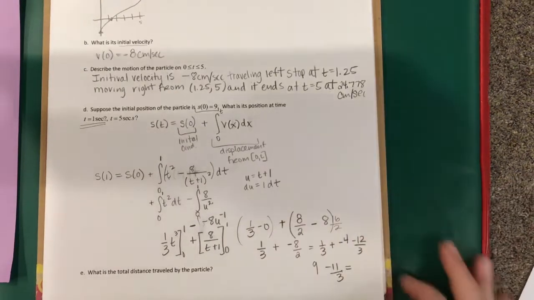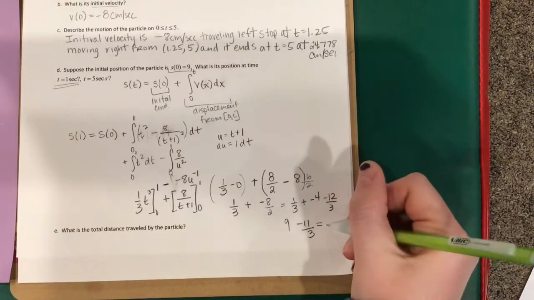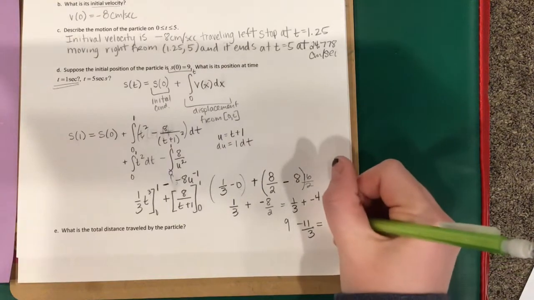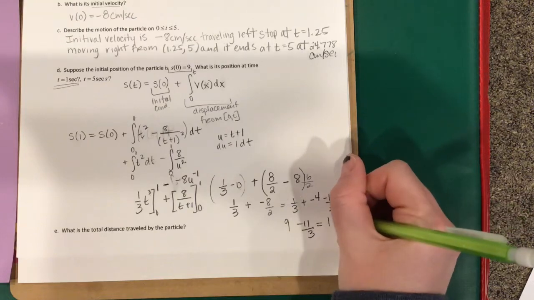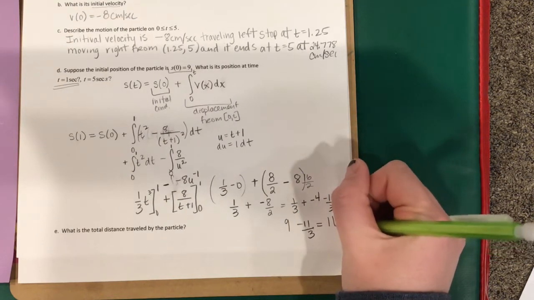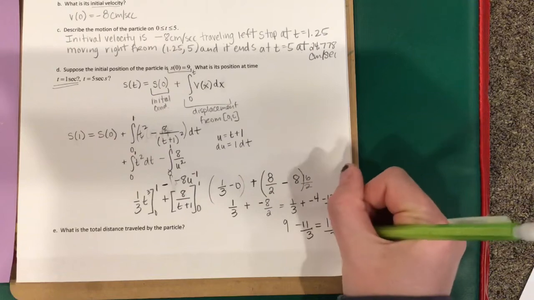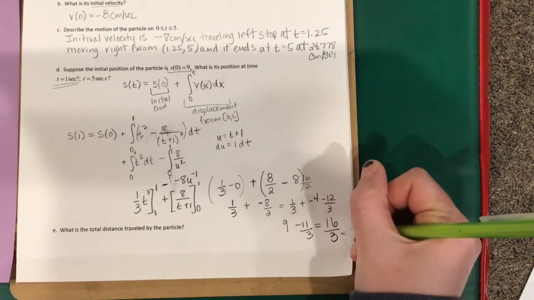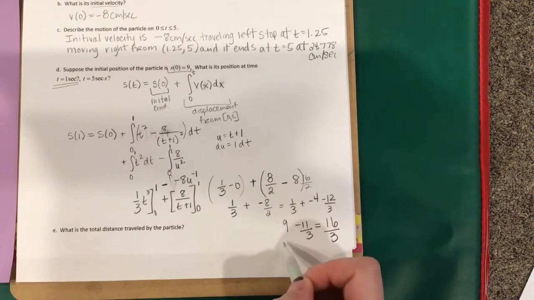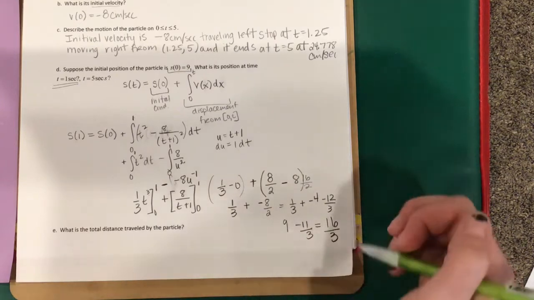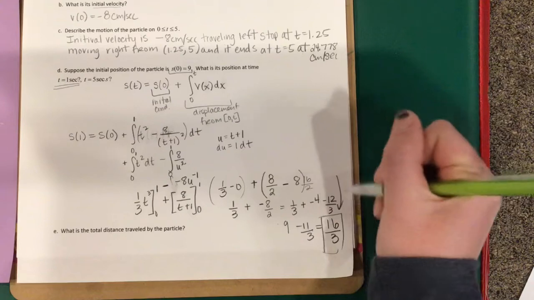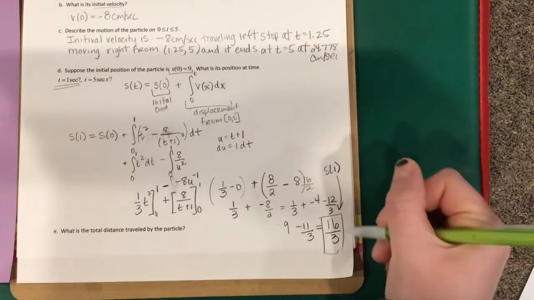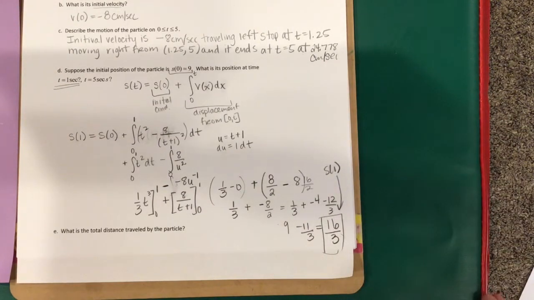Let's see if I'm even on the page now. Yeah, so then we're going to end up dealing with a new position of 16 thirds, because that would be 27 thirds. So s of 1 equals this.